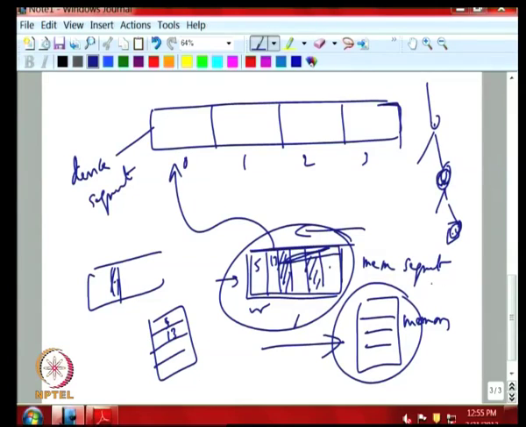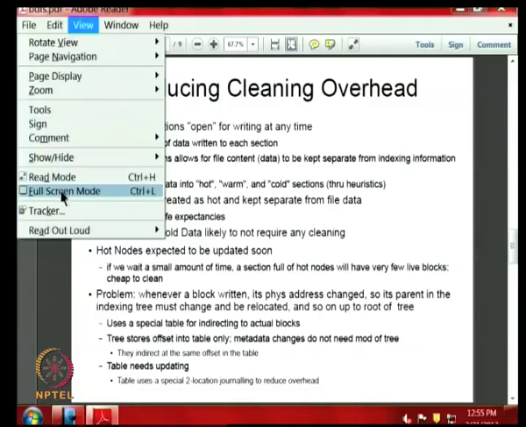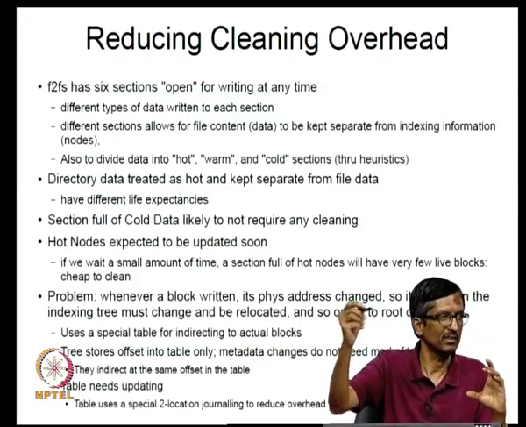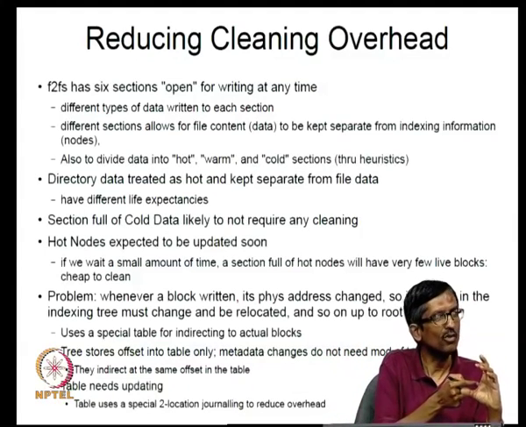So there is a big problem with respect to this. So what people do is we have a special table for indirect into actual blocks. So what you do is you keep another special table, and that will always point to the correct new location. Originally it was here, it goes here, but the tree itself will store the offset into this.